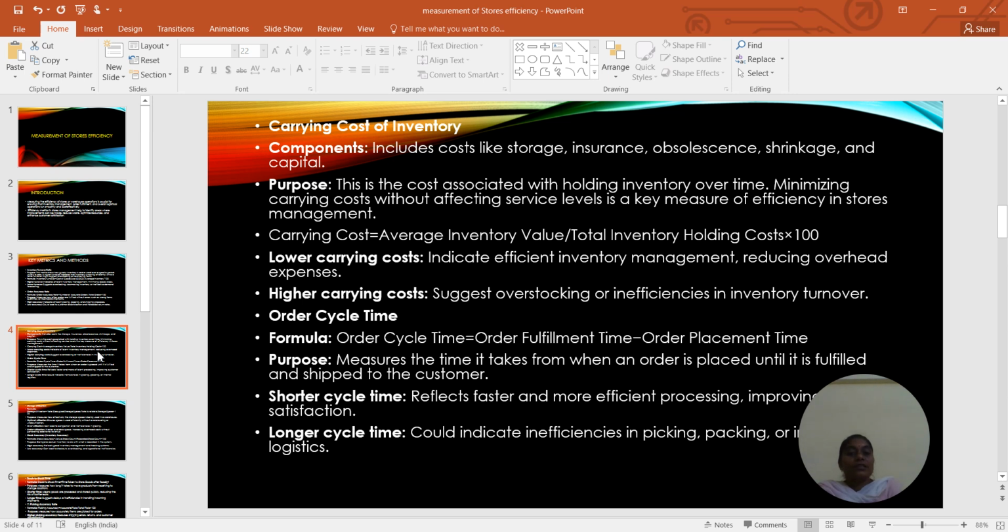And next one is the order cycle time. Order cycle time measures the time taken from when an order is placed until it is fulfilled and shipped to the customers. Shorter cycle times represent faster and more efficient processing and improve customer satisfaction. Longer cycle time indicates inefficiencies of picking and packing as well as inefficiency of the logistics. So order cycle time is calculated by order fulfill time minus order placed time.